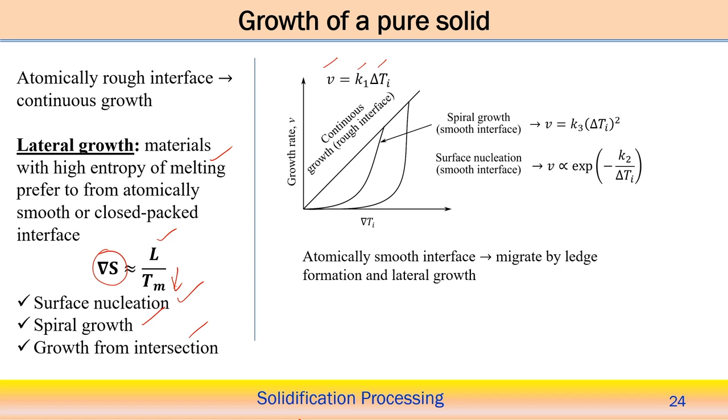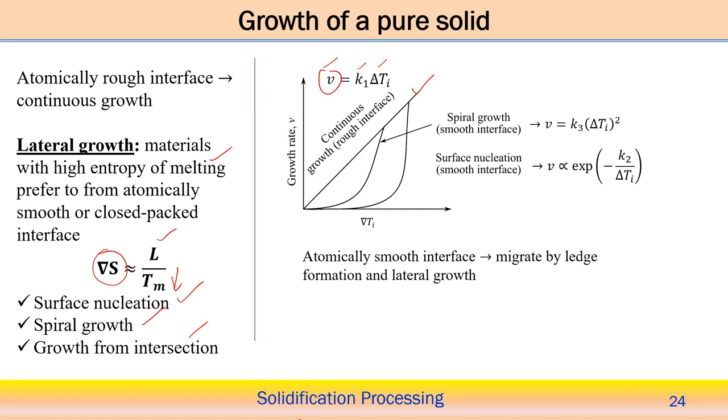So if we compare these three different cases, the growth of a pure solid can be like that only. You can see the first figure: this straight line indicates the growth of the pure metal, and that is a continuous growth. It is associated with the interface not being atomically smooth; if you look at the atomic scale, it is not a very smooth surface, it is a very rough interface.